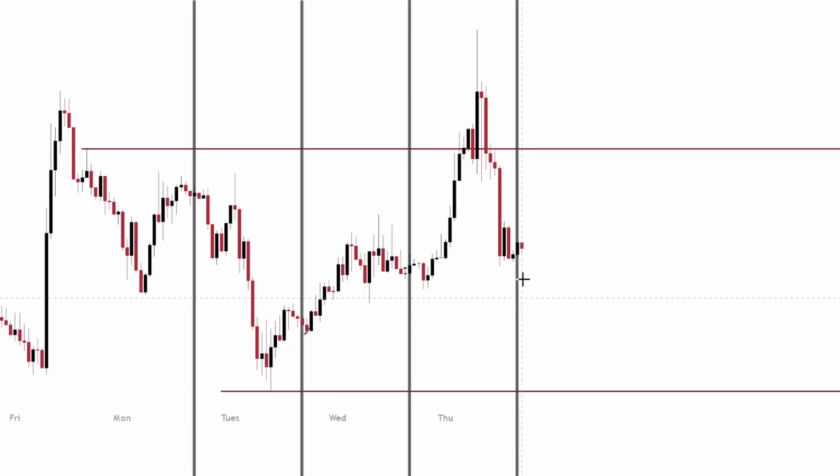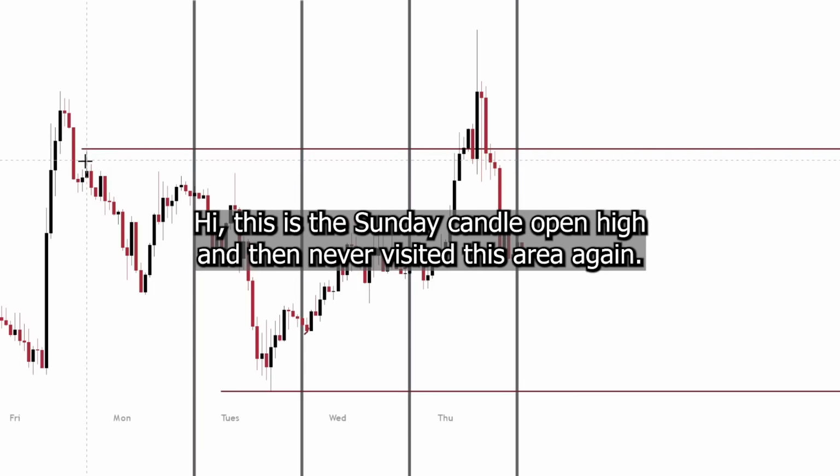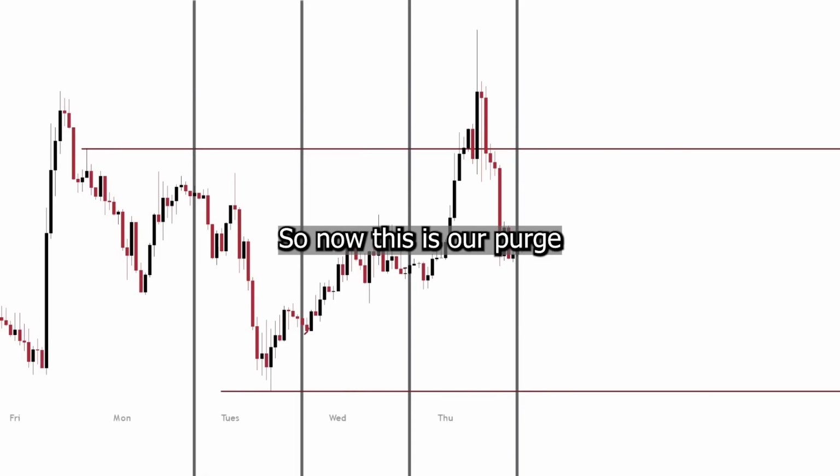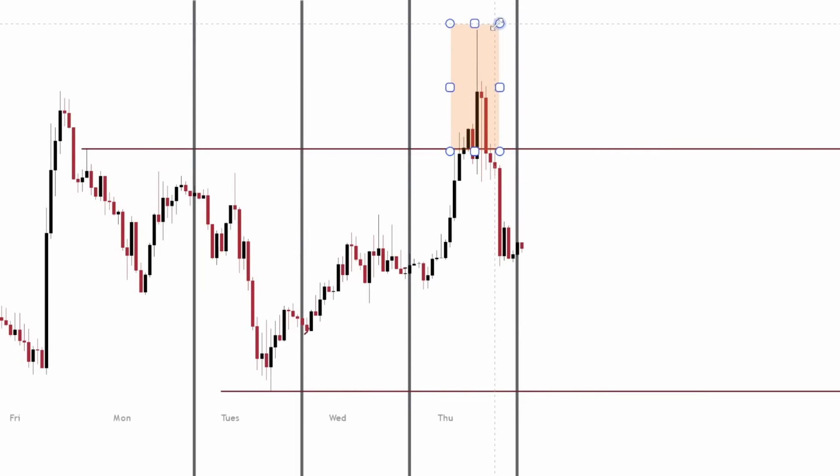Okay, so now we had our trap. Price took out the swing high, which was our Sunday, Monday high. This is the Sunday candle open high, and price never visited this area again. So now this is our purge. Liquidity has been purged on our clue day. This is the day where we get our clues.